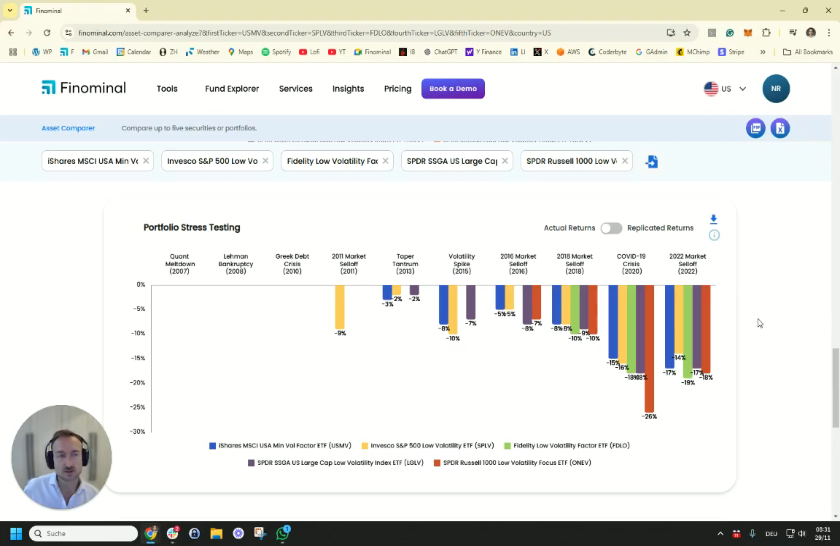Also, what's worth mentioning is that in some crisis periods, low volatility ETFs generated a lower drawdown than the stock market, but not consistently. So, for example, during COVID, the S&P 500 fell by 18%. Having said that, only 2 of these ETFs fell less than that. 3 of them fell more, and ONEV, which does, as mentioned, have a bit of exposure to mid-caps, fell a lot more. So that's something to remember: low volatility ETFs do not necessarily always provide lower drawdowns than the market.